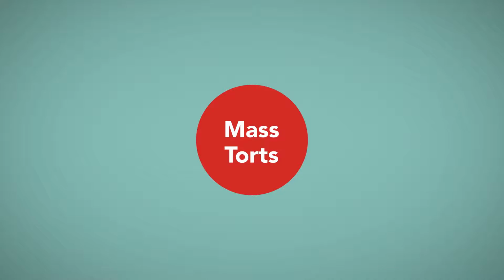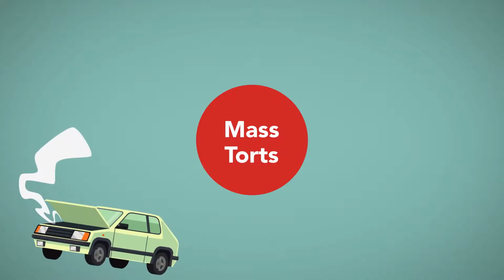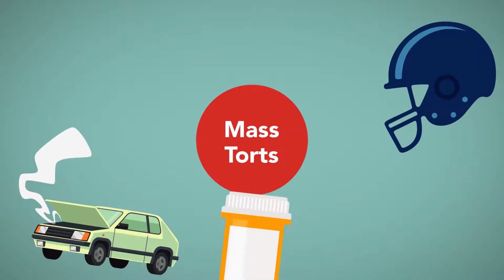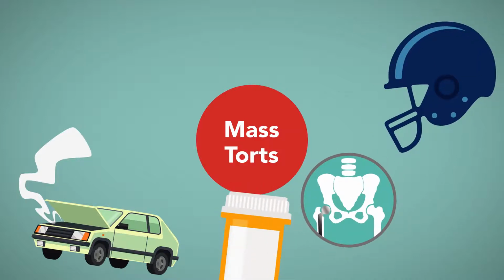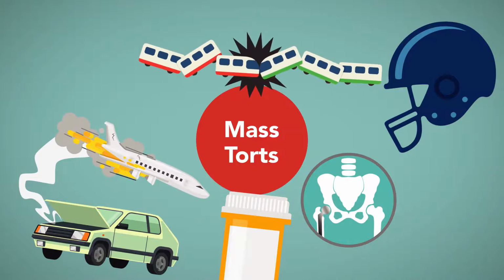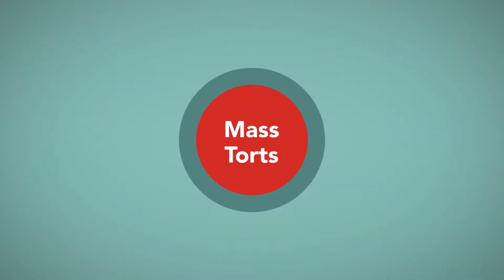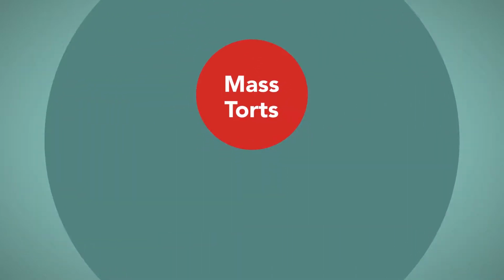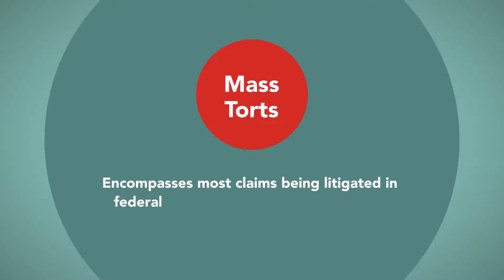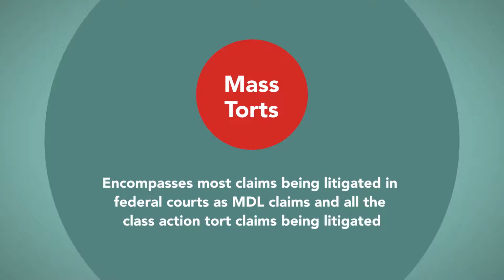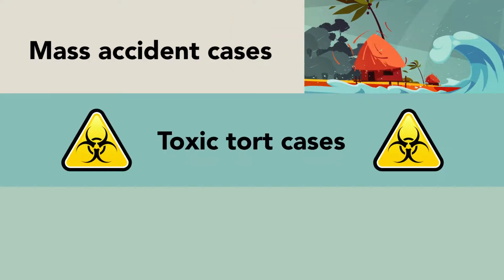Defined broadly, mass torts include a wide variety of claims, including allegations based on defective automobile design, safety equipment used in sports, defective pharmaceuticals or medical devices, and even airplane crashes, train wrecks, oil spills, and the after effects of the 9/11 terrorist attacks. Defined in this broad way, the term mass torts encompasses most claims being litigated in federal courts as MDL claims and all the class action tort claims being litigated.